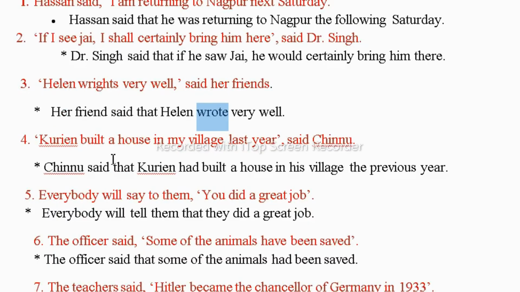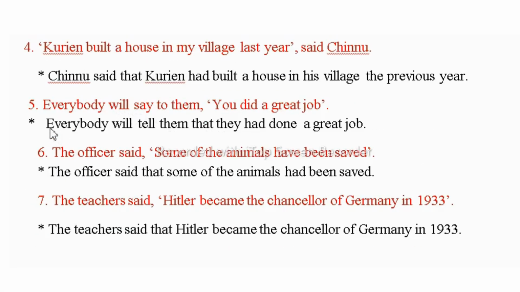Next one, "Korean built a house in my village last year," said Chinu. You can see this sentence is in past tense, simple past. So here the simple past sentence would change to past perfect. Chinu said that, instead of comma you need to write that, Korean had built a house in his village. This simple past changed to past perfect, built changed to had built, and last year changed to previous year. Now let's see the fifth one.